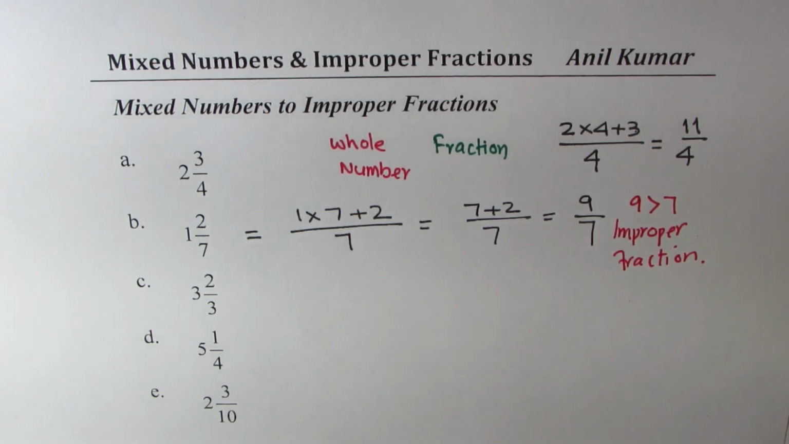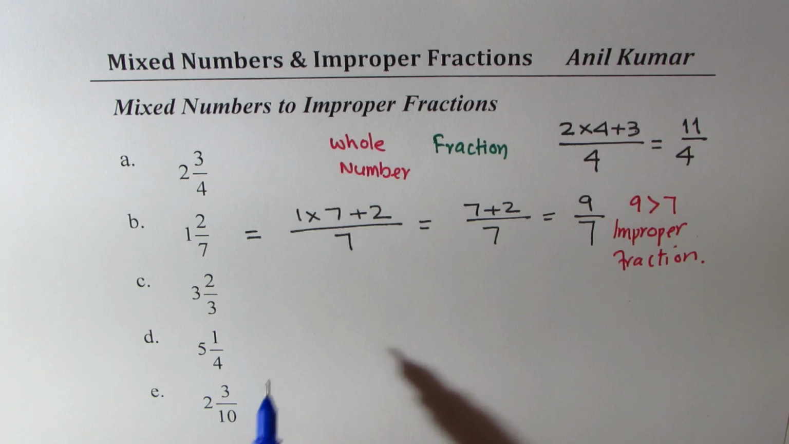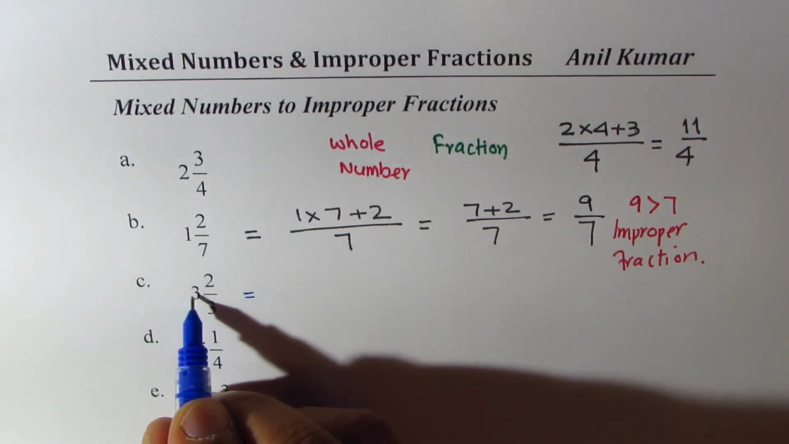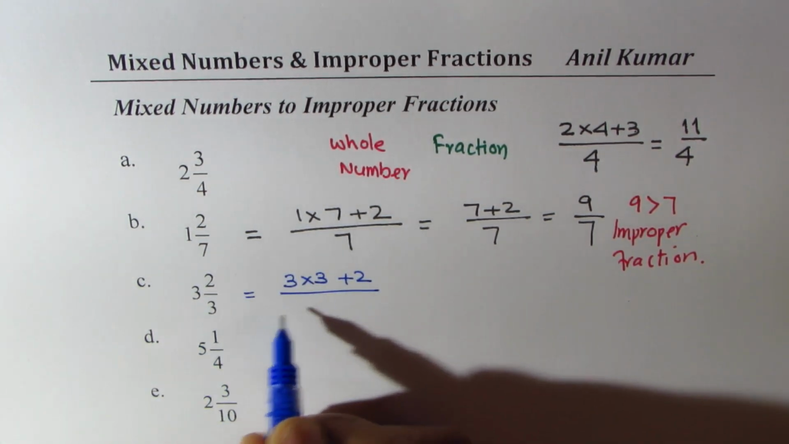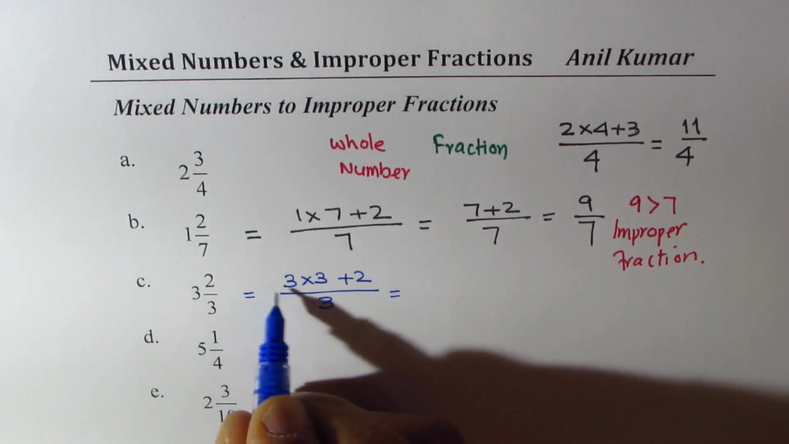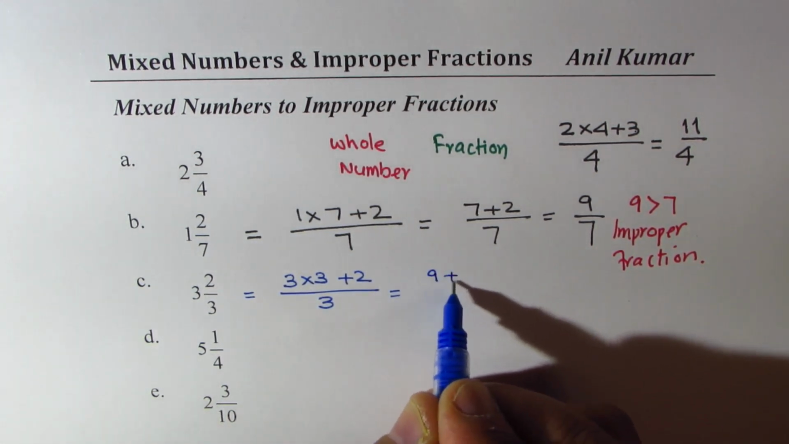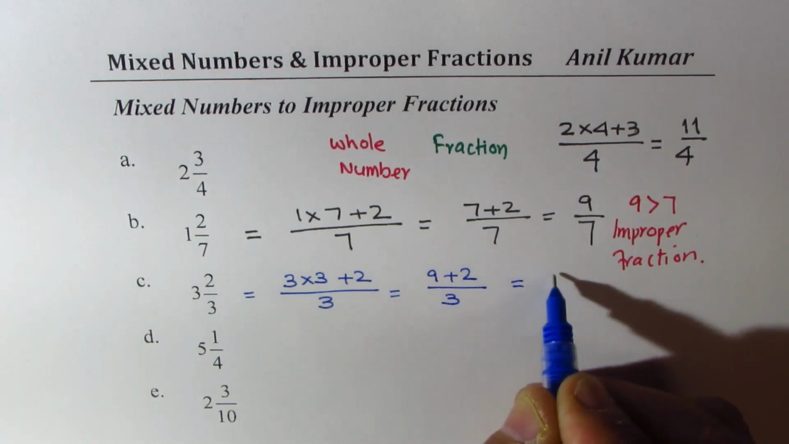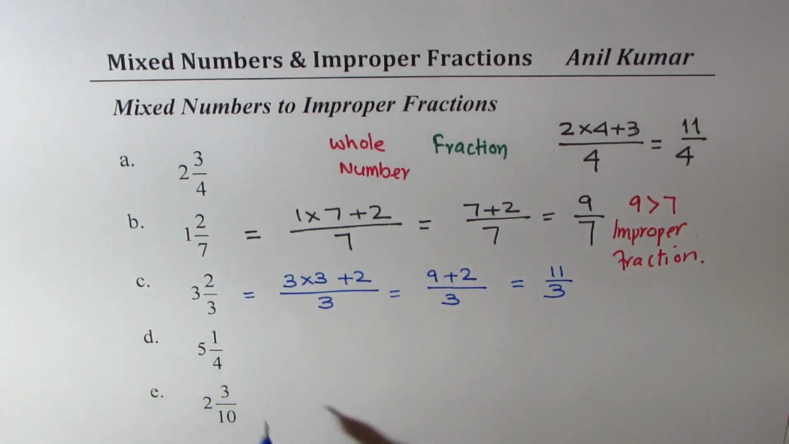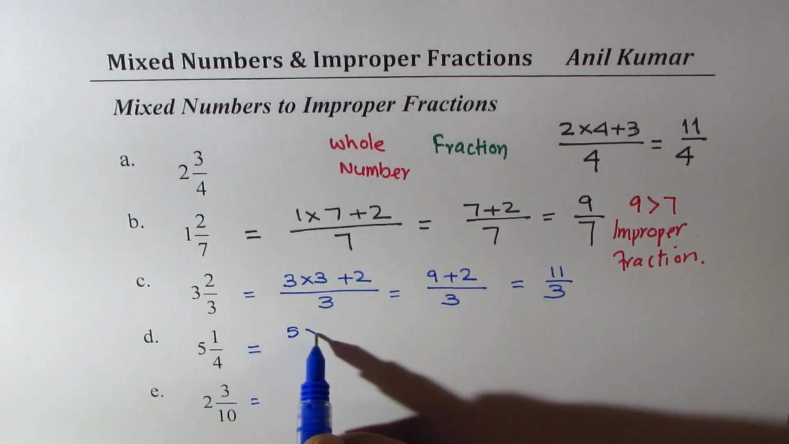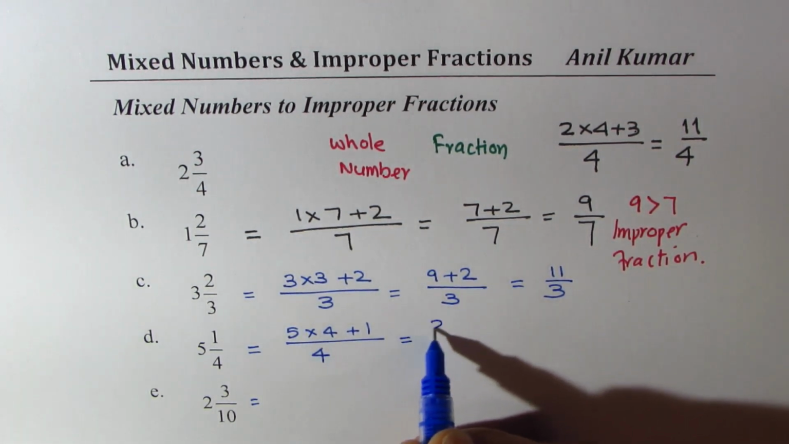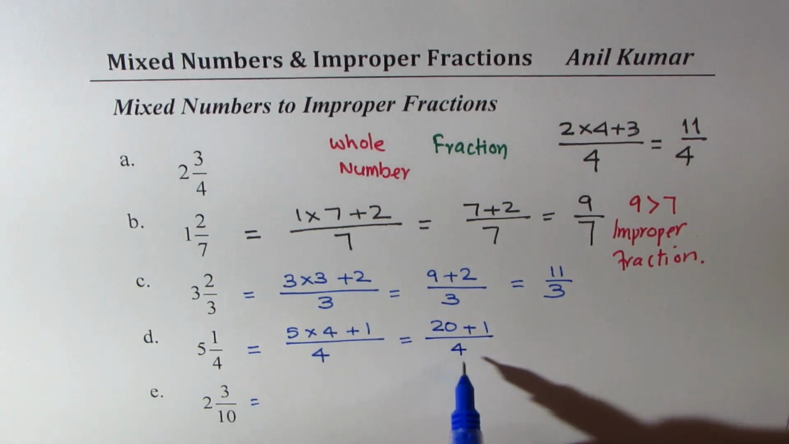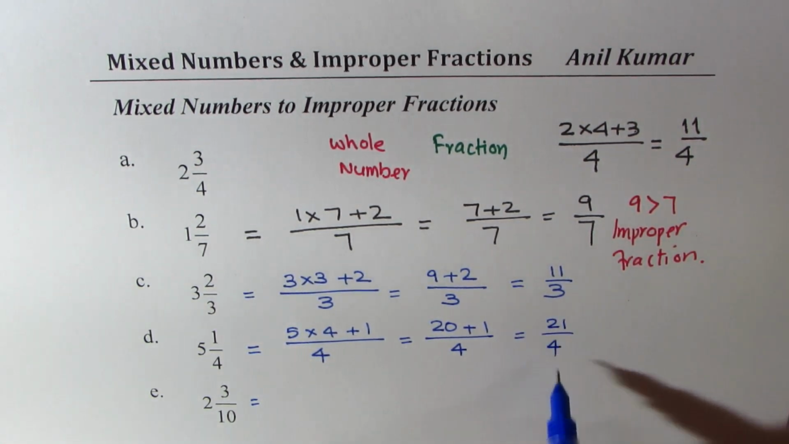You can actually pause the video now, convert these mixed numbers to improper fractions. It is simple. Just times 3 by 3, so get 3 times 3, and then add 2 to it. The numerator. Denominator 3 remains same. So what you get here is 3 times 3 is 9, 9 plus 2 over 3, which is 11 over 3. Correct? Likewise, you do for others. 5 times 4 plus 1 comes in the numerator, 4 remains in the denominator. 5 times 4 is 20, 20 plus 1 divided by 4, we get 21 over 4, correct?